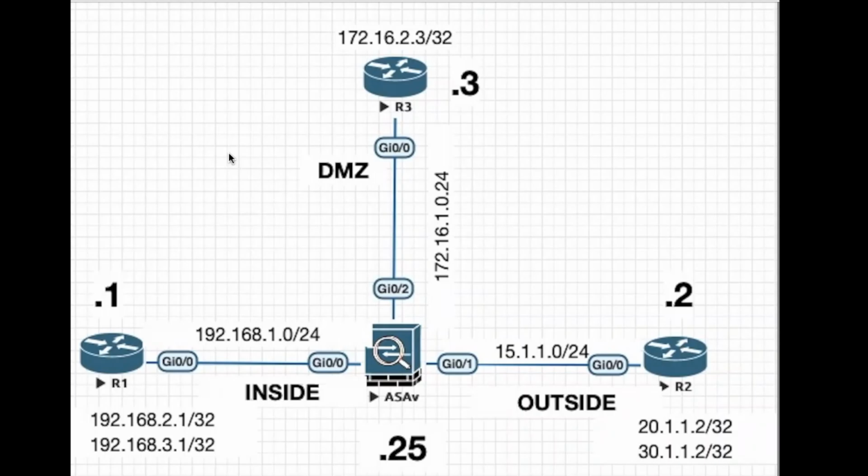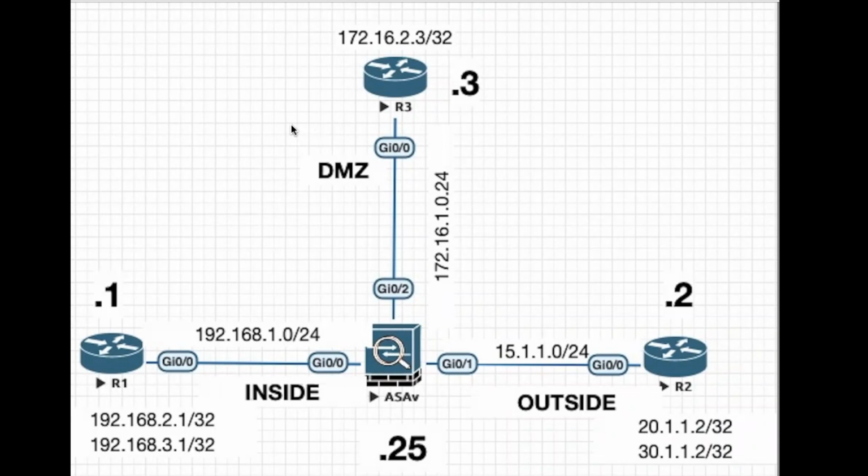This is the topology I am going to use for this lab. Here I am using 3 routers and 1 ASA firewall. I have already configured the routers and ASA firewall interfaces with IP addresses. Now we are going to see how to configure dynamic routing in Cisco ASA Firewall.